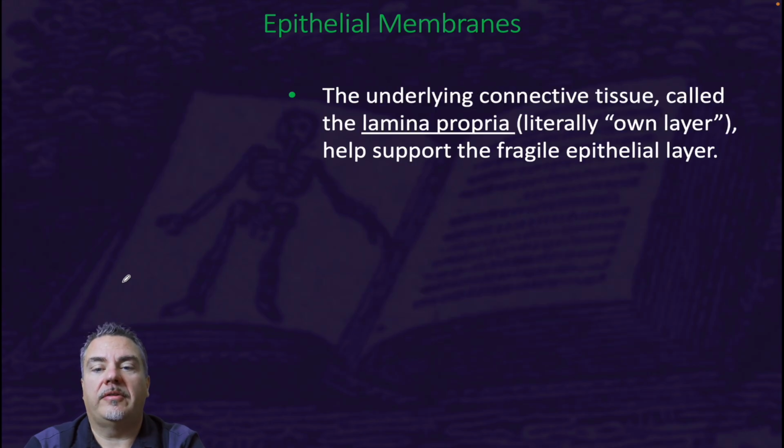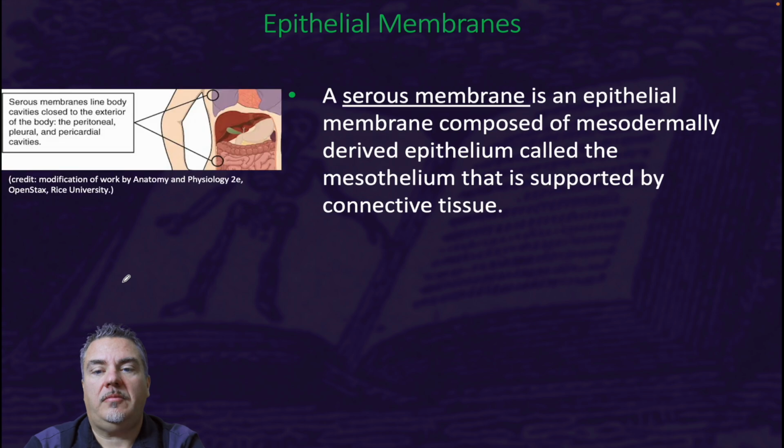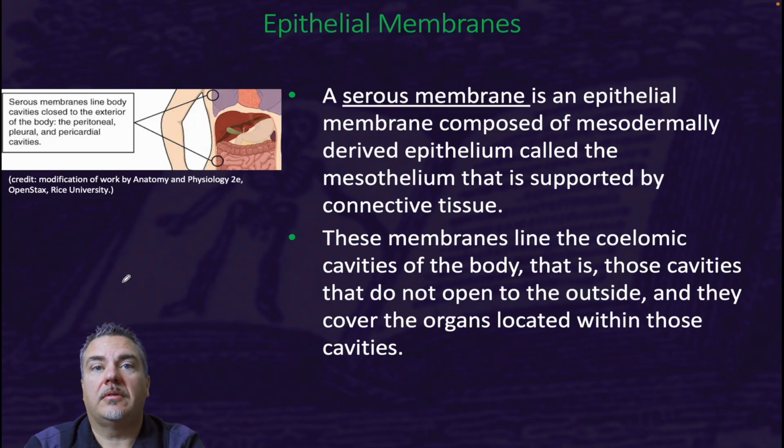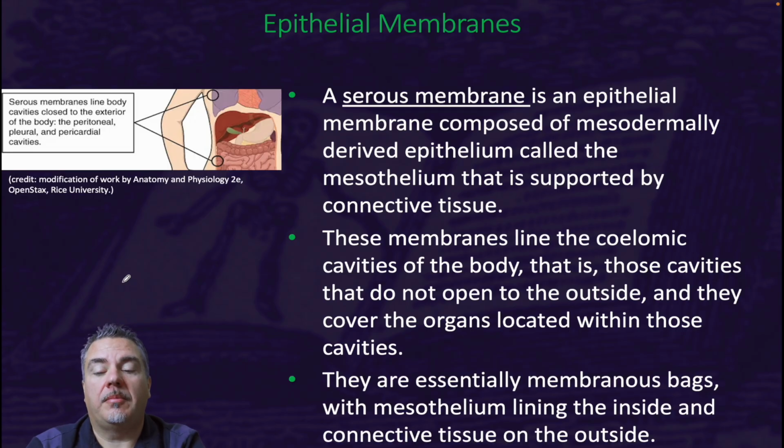The underlying connective tissue, called the lamina propria, literally own layer, helps support the fragile epithelial layer. A serous membrane is an epithelial membrane composed of mesodermally derived epithelium called the mesothelium that is supported by connective tissues. These membranes lie in the coelomic cavities of the body, that is, those cavities that do not open to the outside, and they cover the organs located within those cavities. They are essentially membranous bags with mesothelium lining the inside and connective tissue on the outside.